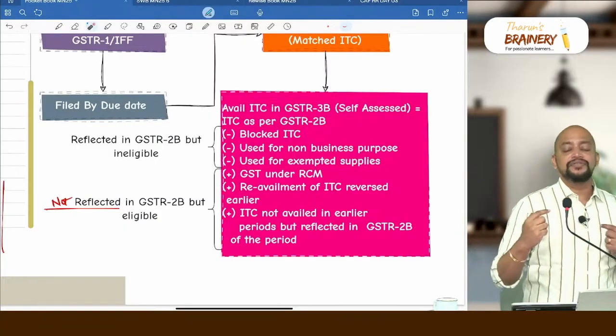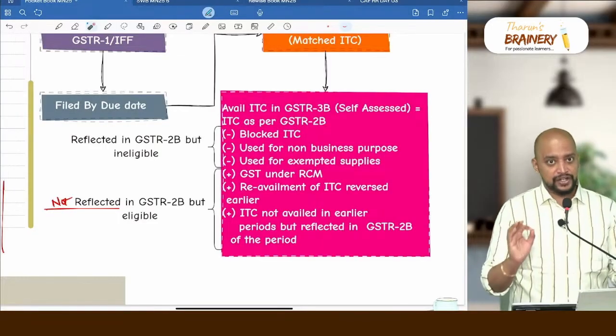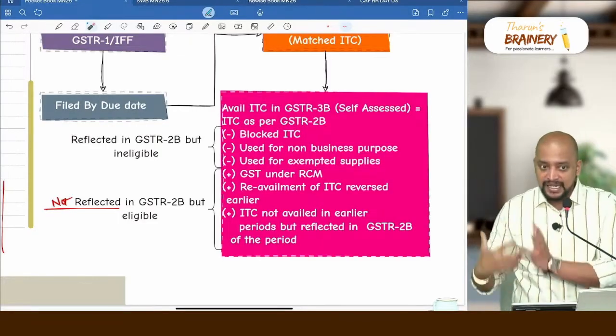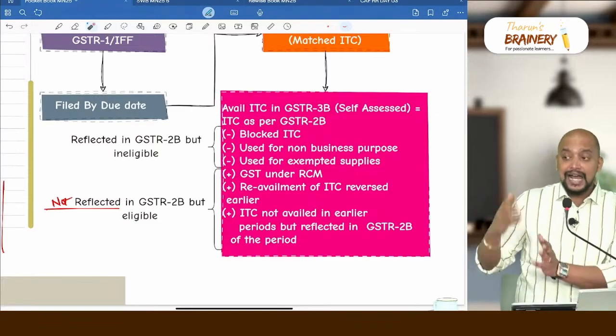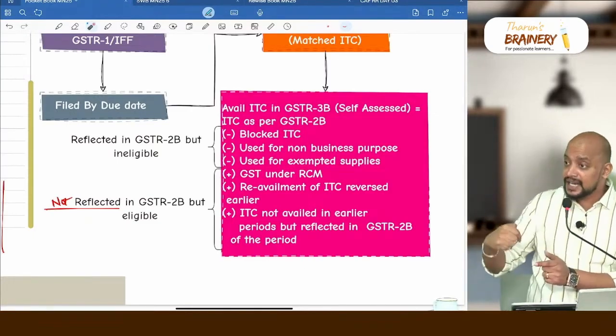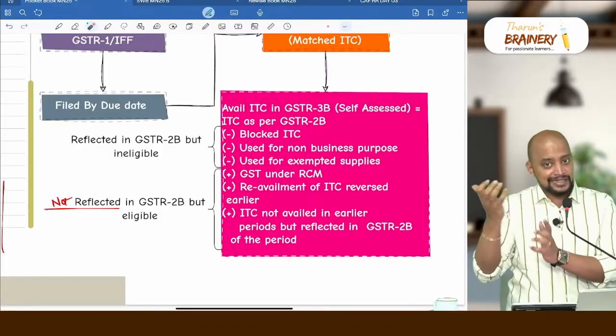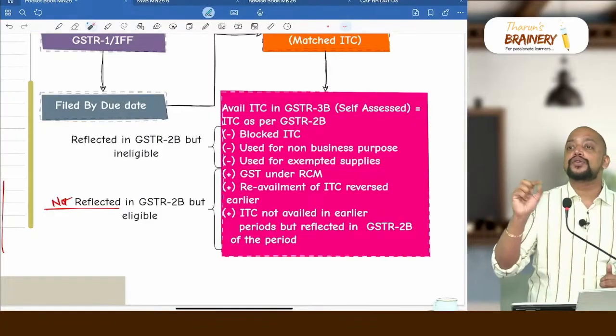Situation number 1: if the recipient is not making payment to the supplier within 180 days from the date of invoice, so much of the ITC availed by the recipient needs to be reversed, and again as and when the recipient makes payment to the supplier, the recipient can re-avail the ITC. This re-availment need not be there in 2B, but they can take it, and this is given in rule 37.